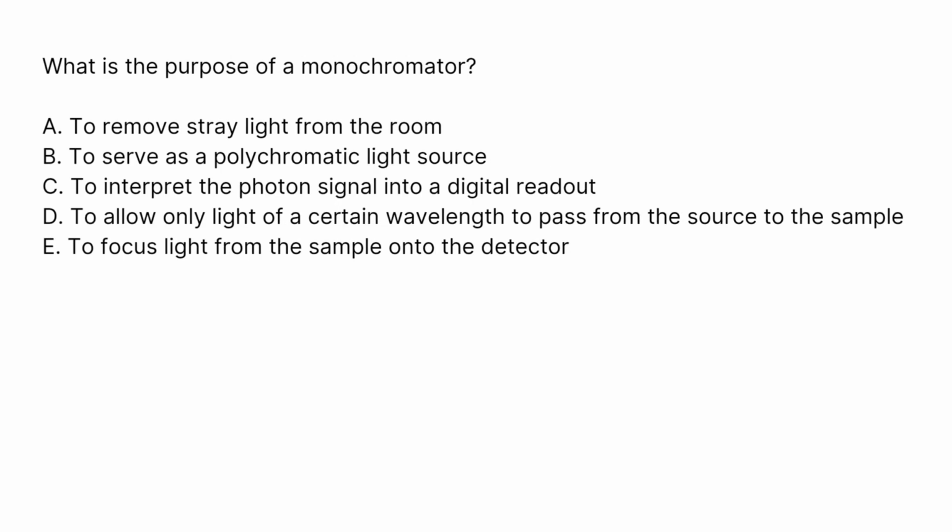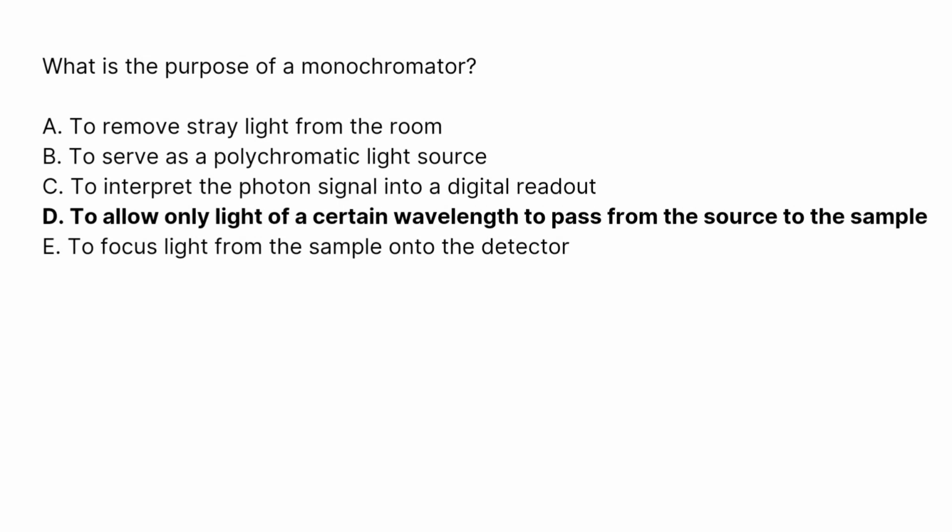Next question. What is the purpose of a monochromator? Letter A, to remove stray light from the room. Letter B, to serve as a polychromatic light source. Letter C, to interpret the photon signal into a digital readout. Letter D, to allow only light of a certain wavelength to pass from the source to the sample. And letter E, to focus light from the sample onto the detector. The answer is letter D, to allow only light of a certain wavelength to pass from the source to the sample.